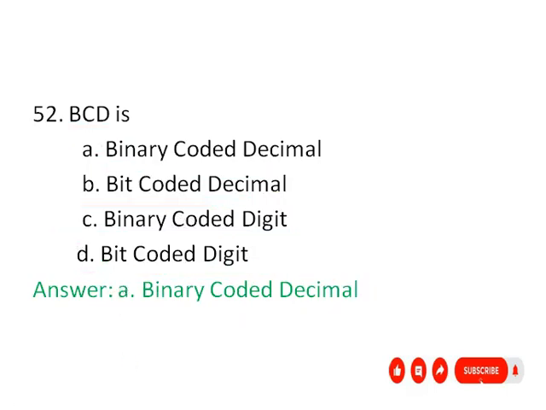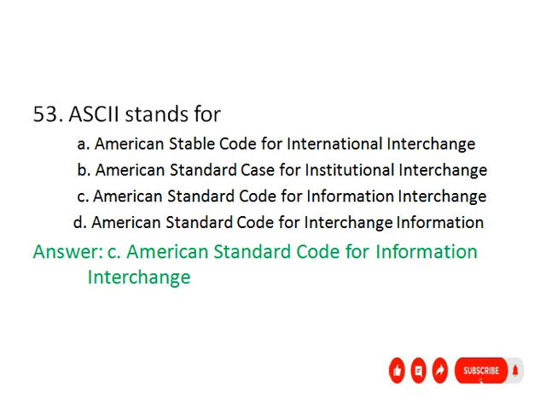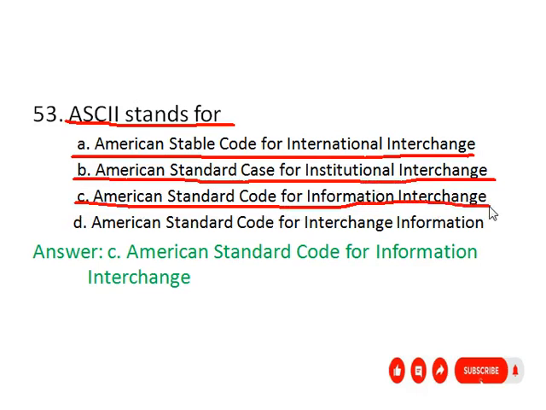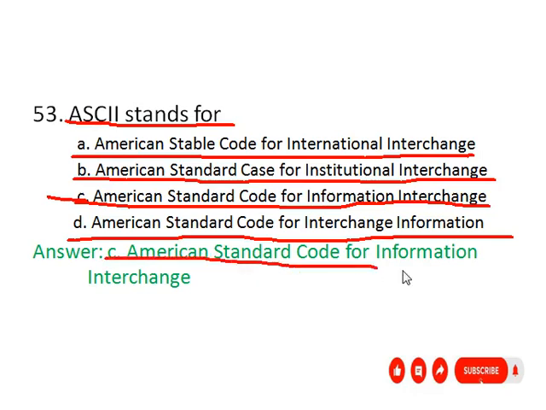Our next question is, ASCII stands for, given options are A. American Stable Code for International Interchange, B. American Standard Case for Institutional Interchange, C. American Standard Code for Information Interchange, D. American Standard Code for Interchange Information. Our correct answer is option C. American Standard Code for Information Interchange.